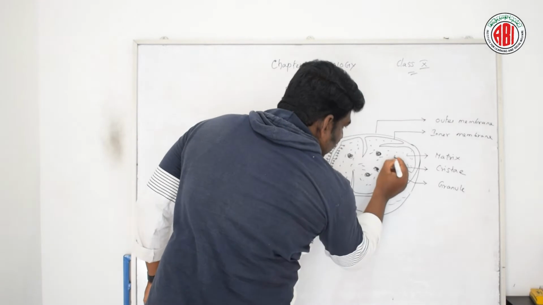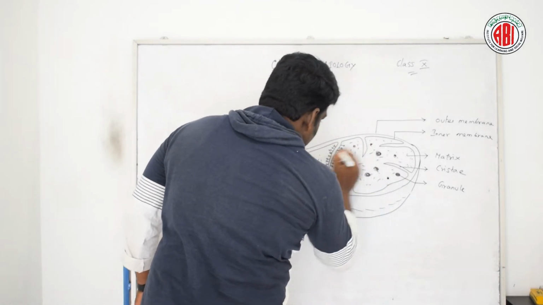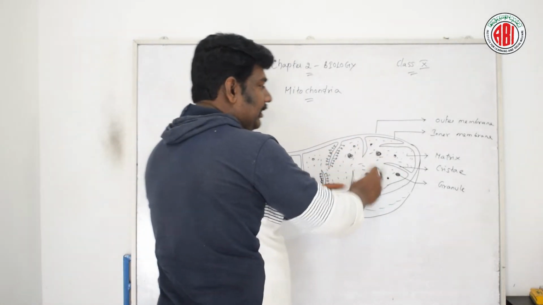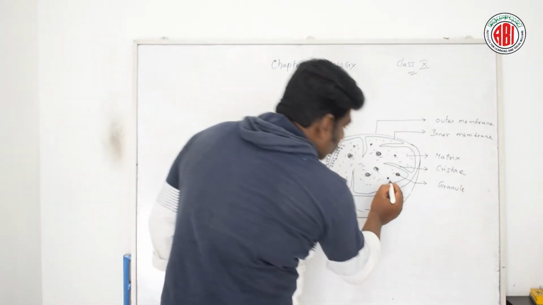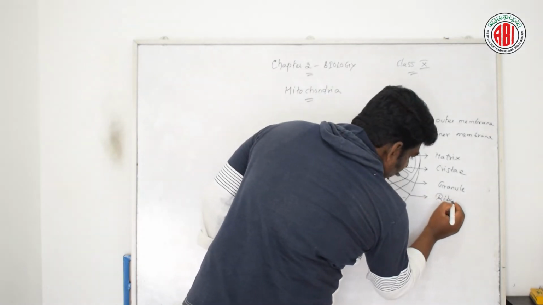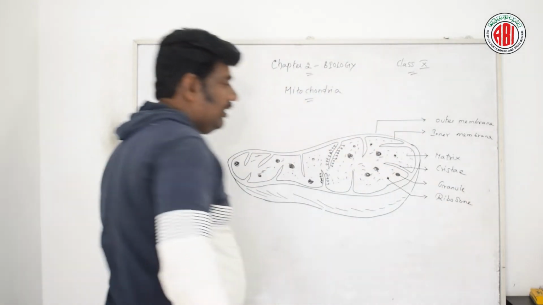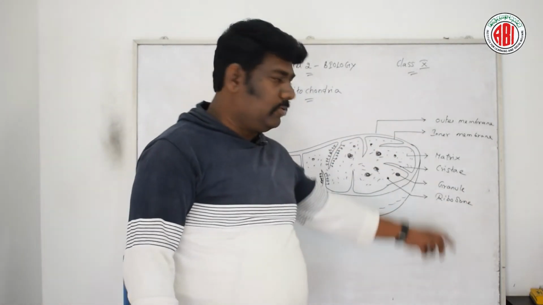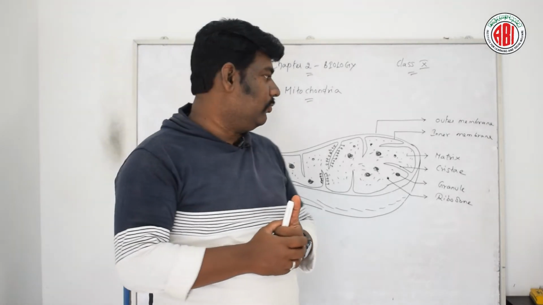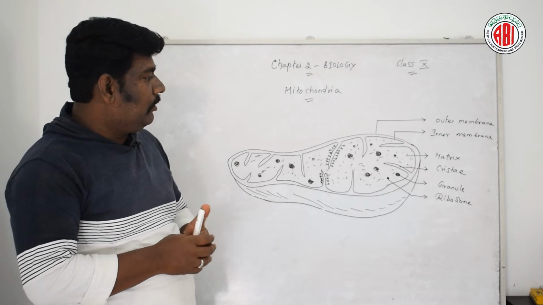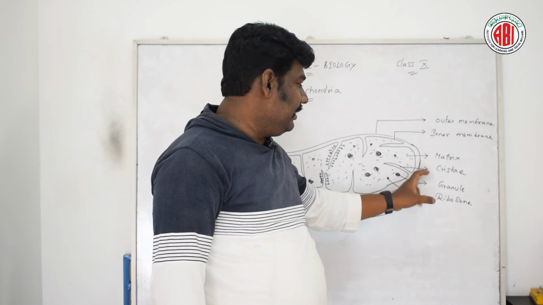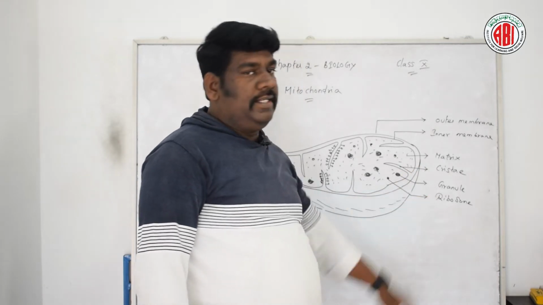Similarly, the small stains are there like this, and you will be able to see them wherever it is. I mean, it is not present in one particular place, it is present in the entire matrix. This small granule-like structure is called ribosome, or ribosome, whatever you can pronounce it, no problem. So till now 6 labelings are done: outer membrane, inner membrane, matrix, cristae, granule and ribosome.